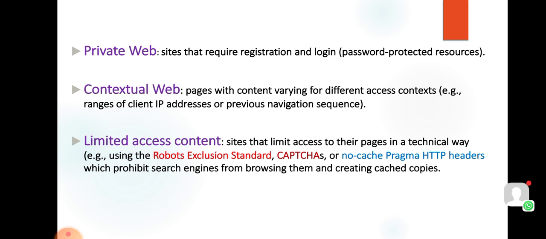Limited access content, that is sites that limit access to particular pages in a technical way. So most of the time they will require some kind of robot exclusion standard. We have seen on most sites that whenever we want to log in, they need to verify whether you are a robot or not. So they provide some images, and you need to select the proper images, like how many cars are available in the pictures, how many boats are available in the pictures. You need to click on those particular images, so they find out that you are not a robot. So the robot exclusion standard will be available there if they have some kind of limited access.